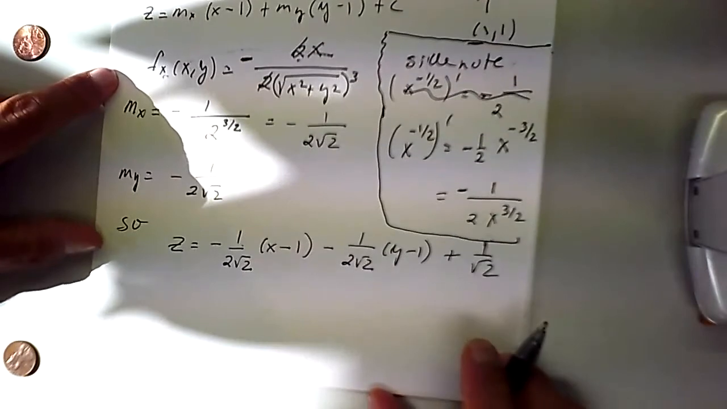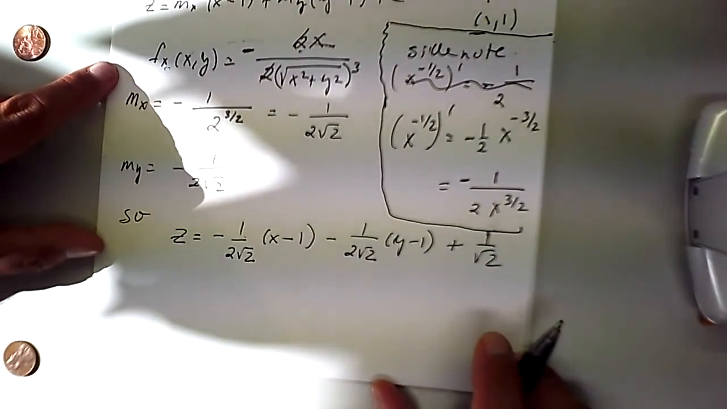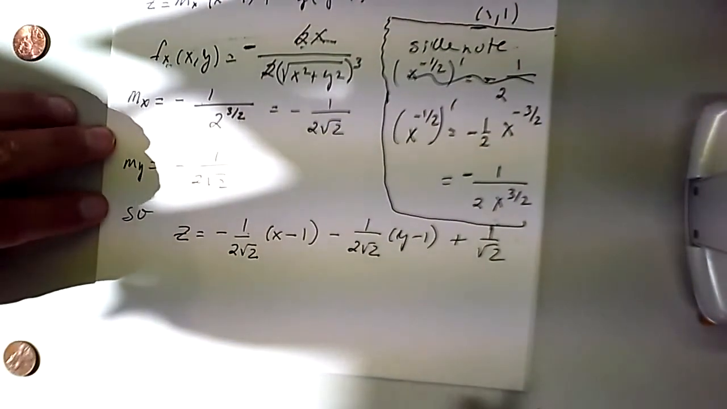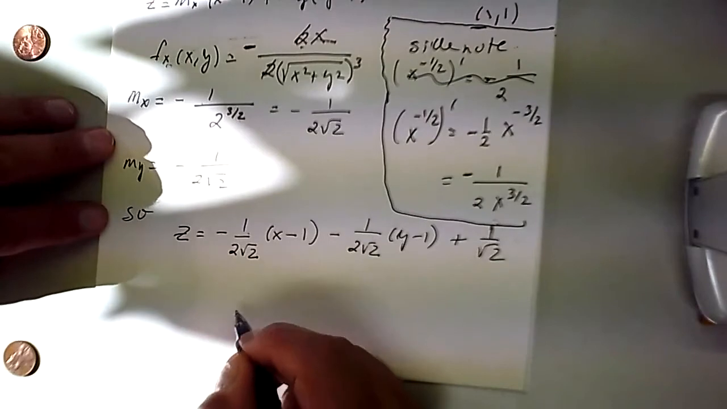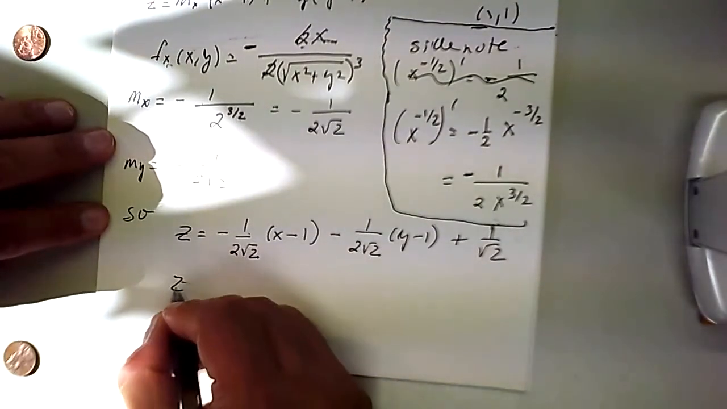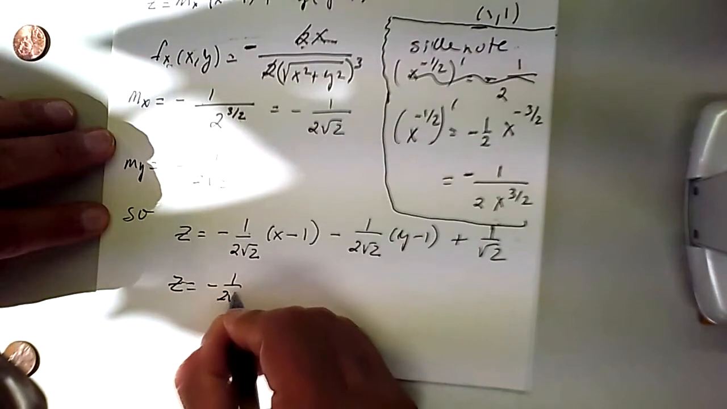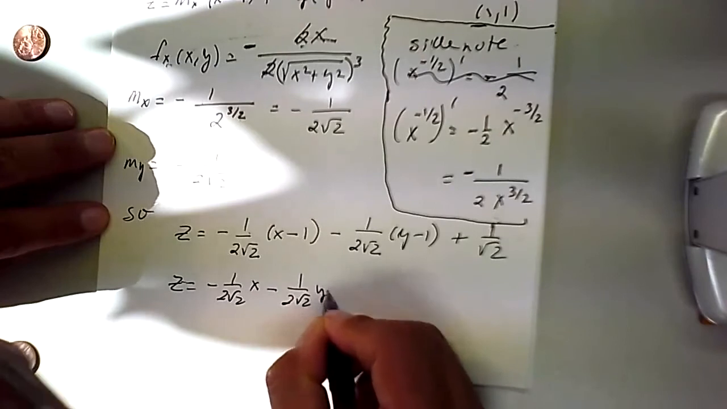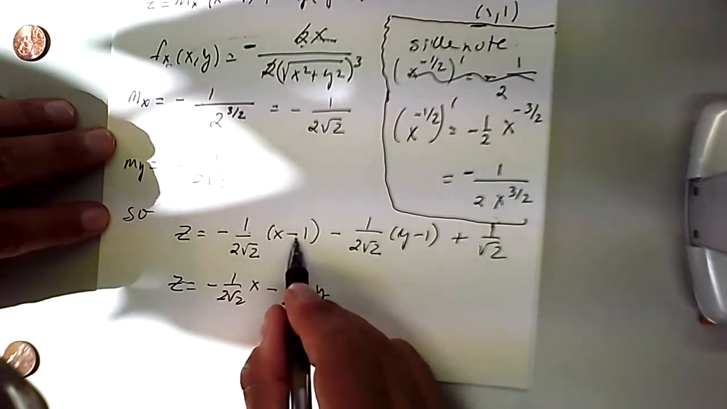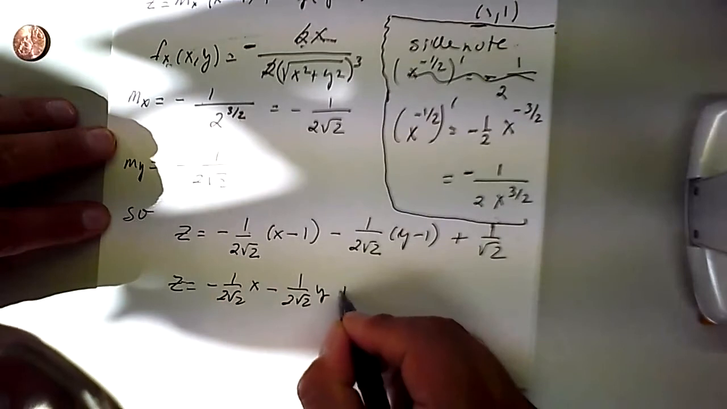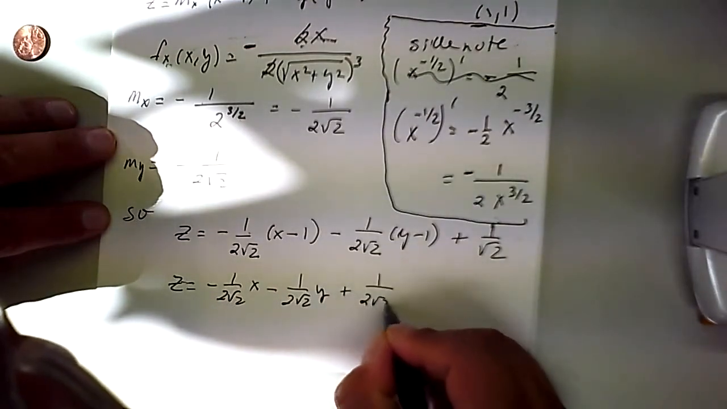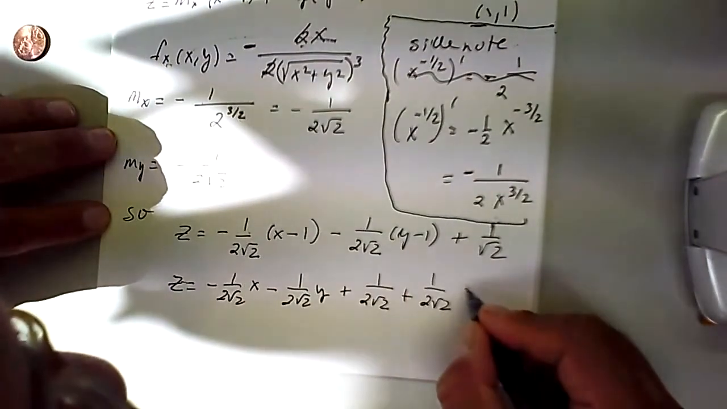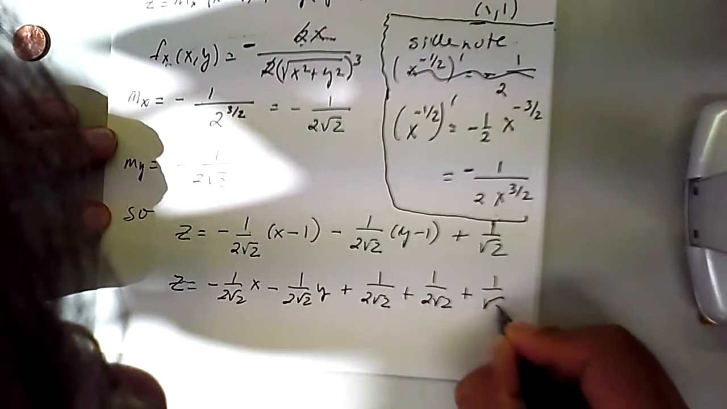Okay, so there's the equation of the plane where the sun is coming in this direction and it's putting a lot of light into this, or shadow. But anyway, let's finish this up. z is equal to negative 1 over 2 square root of 2 x minus 1 over 2 square root of 2 y. We still have to multiply this negative 1 with that negative, so that is going to be plus 1 over 2 square root of 2, plus, same thing here, 1 over 2 square root of 2, plus 1 over square root of 2.